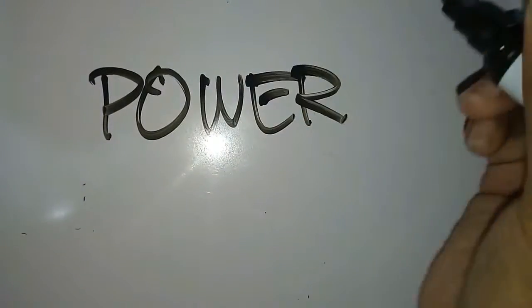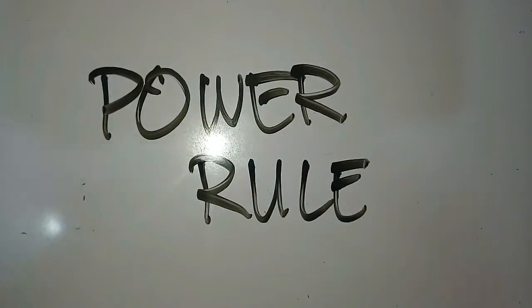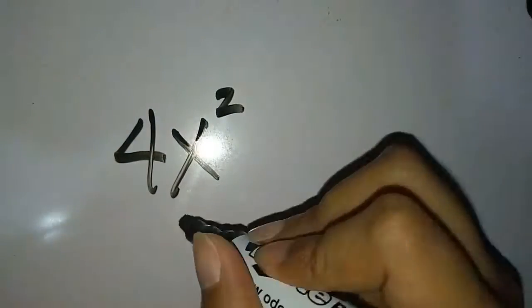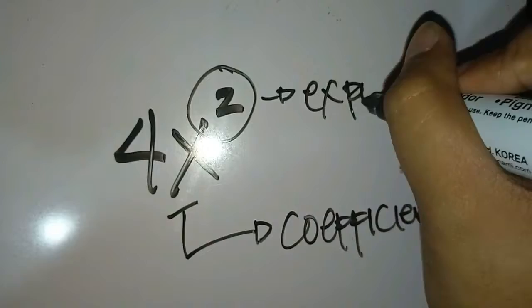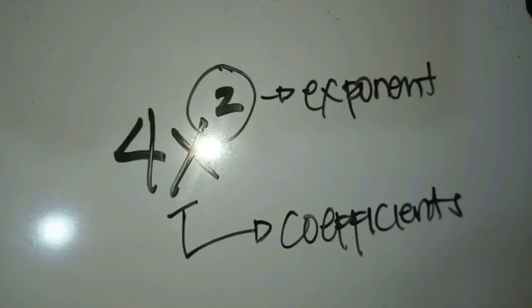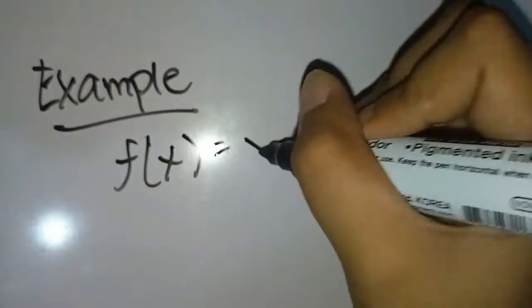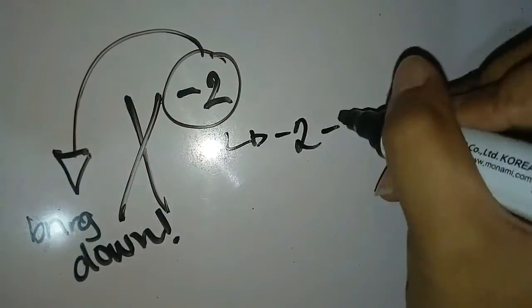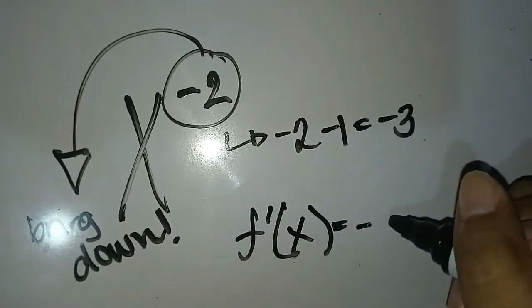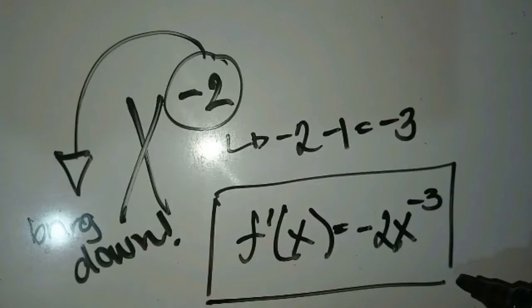The power rule involves coefficients and their exponents. To find the derivative of such a function, simply bring down the power in front of the coefficient and reduce the exponent by 1. For example, f of x is equal to x raised to negative 2. Bring down negative 2 in front of x, then subtract 1 from negative 2, making it negative 3. Hence, f prime of x is equal to negative 2x raised to negative 3.